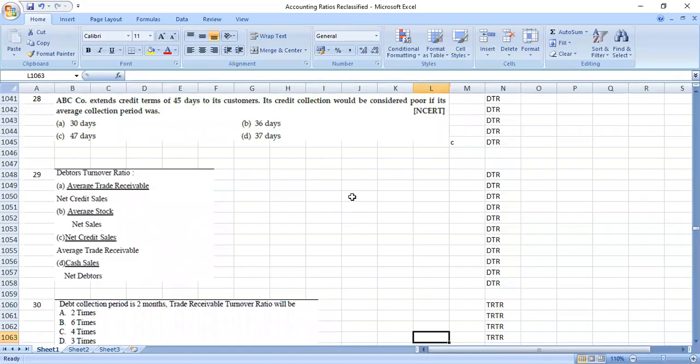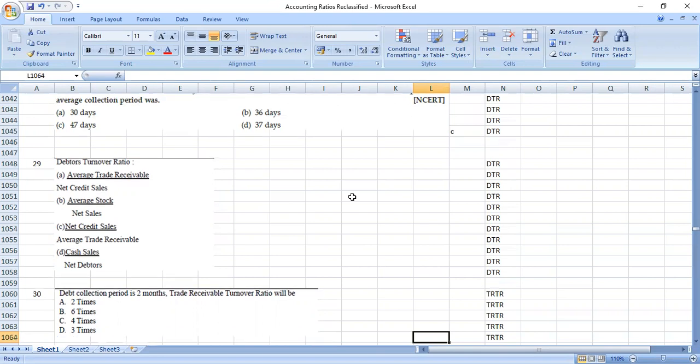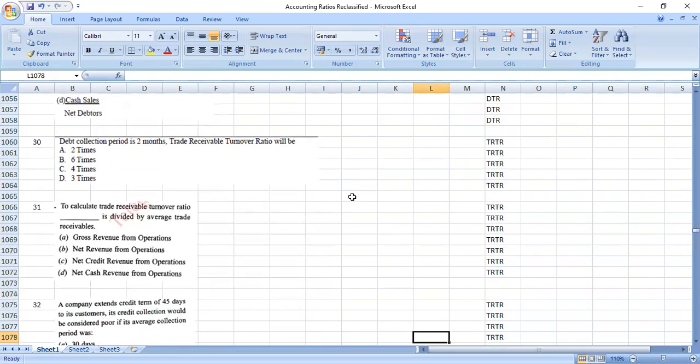Debtor turnover ratio is net credit revenue divided by average trade receivable. So C is the correct answer.